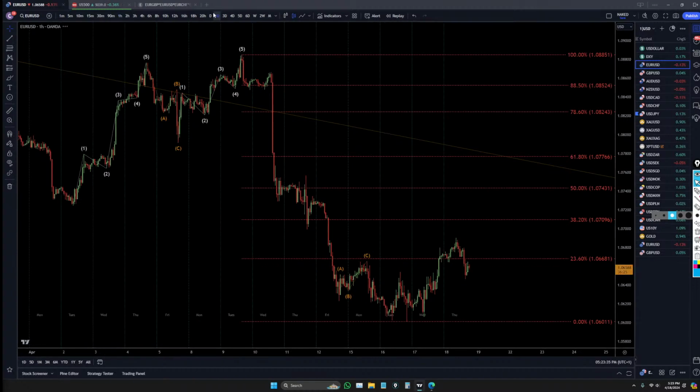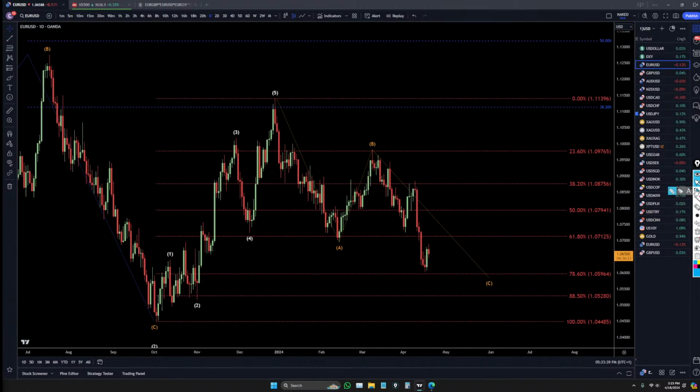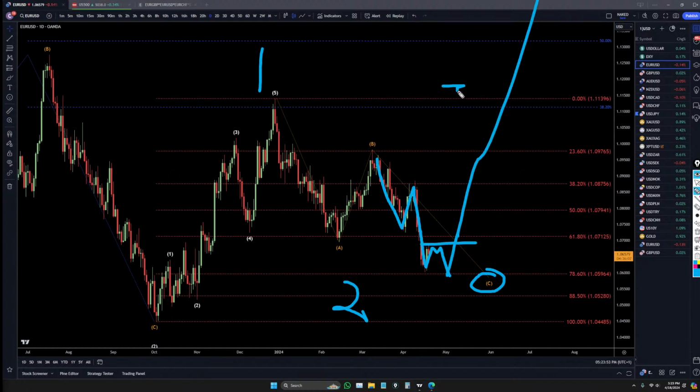So, if you go to the daily time frame, which you probably have already seen in my Euro dollar videos, I do think there's a pretty good chance this right here is a 1, 2, 3, 4, and 5. And I still think it's a wave C, and I still think it's probably a wave 2. And I still think it's going to break structure and continue back up.